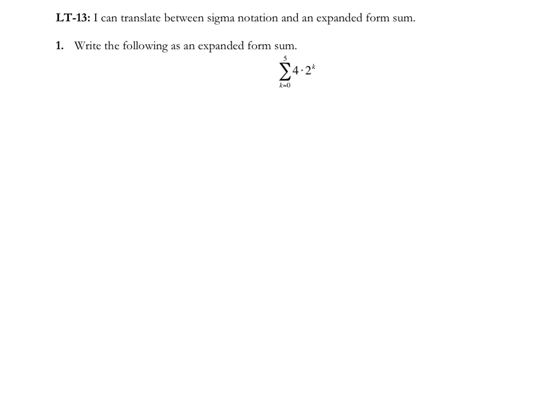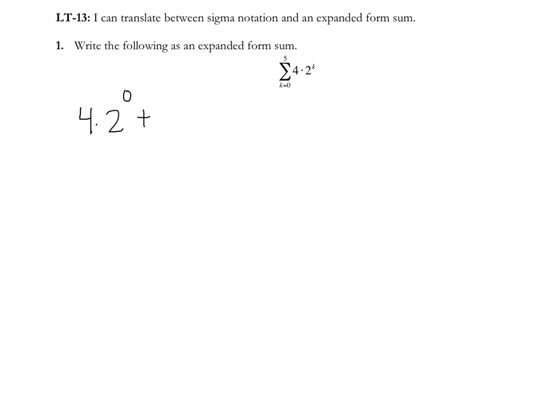Number 1 asks you to write this sum as an expanded form sum. What that means is translate from this sigma notation into expanded form. So we're going to take each of the k values indicated here, plug them into our formula on the inside, and each k value we plug in will give us a term in the sum. First we're going to plug in k equals 0. So we get 4 times 2 to the 0 on the inside. That's going to be the first term of our sum.